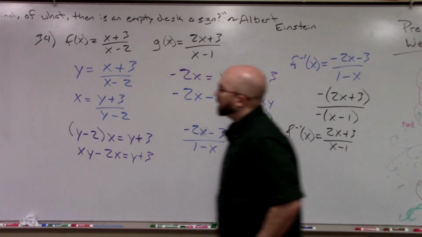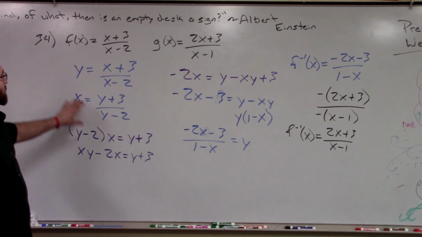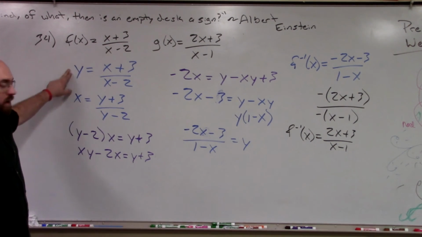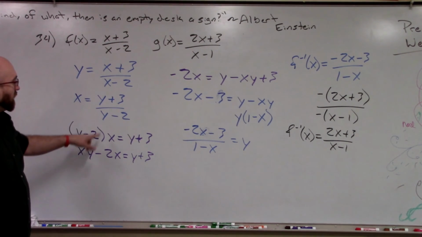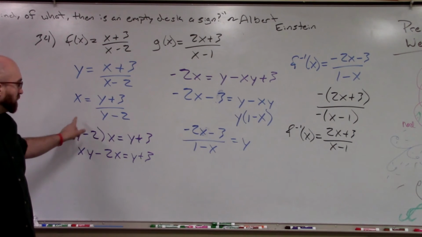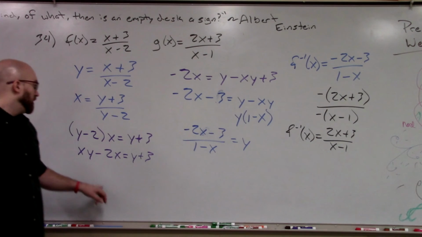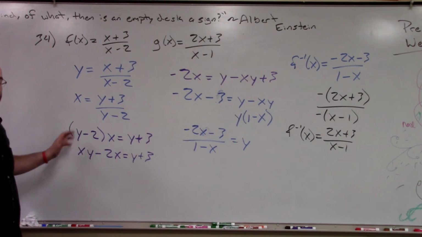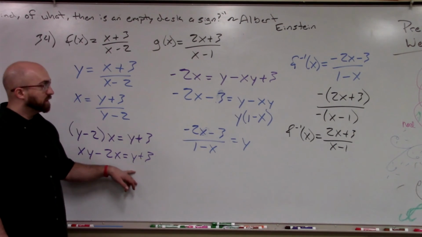Okay, so if you need to write this down, let me go through the steps again. We switched f of x with y. Then we interchanged the x's and y's. I multiply by y minus 2 on both sides, so I get y minus 2 times x equals y plus 3. Distribute the x. It makes it more complicated, but we have to do that. So we get xy minus 2x equals y plus 3.